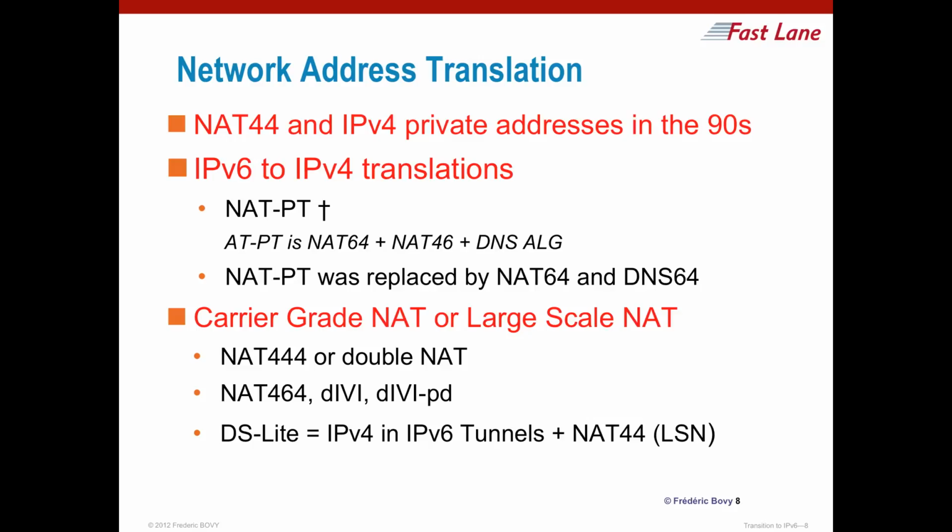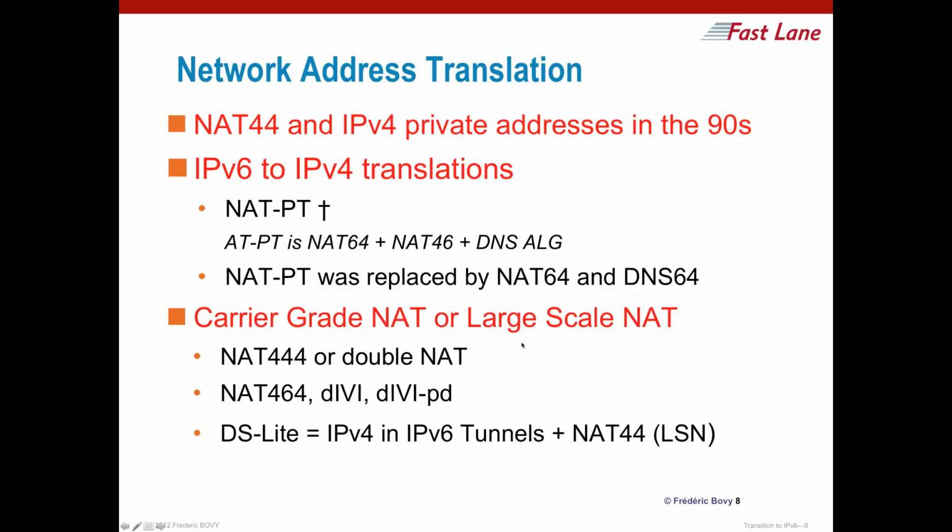NAT-PT was the first attempt to translate IPv6 to IPv4. It has a lot of the drawbacks of NAT, and it was really a last resort solution. NAT-PT was trying to solve all the problems: NAT 6.4, NAT 4.6, and all the application layer gateways for DNS, FTP, or everything. So it is now deprecated, but it gave birth to NAT 6.4 and DNS 6.4, which again is very useful for customers who are only running IPv6 but still need to access IPv4 content.